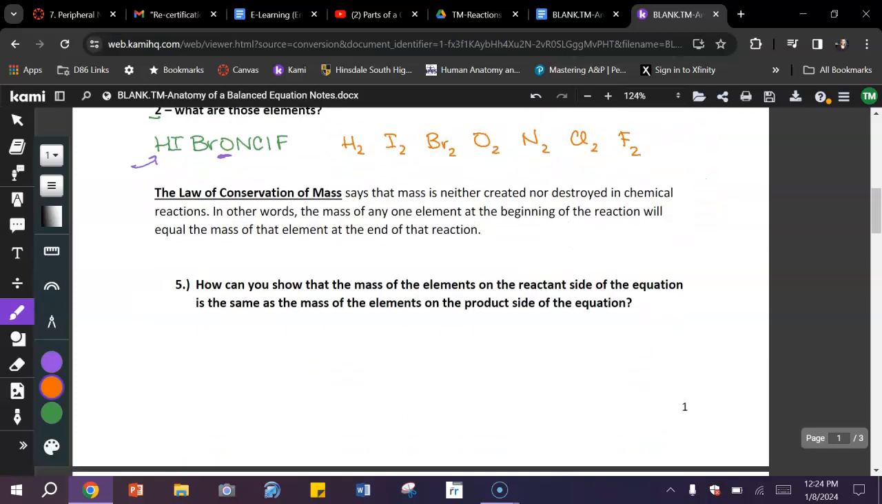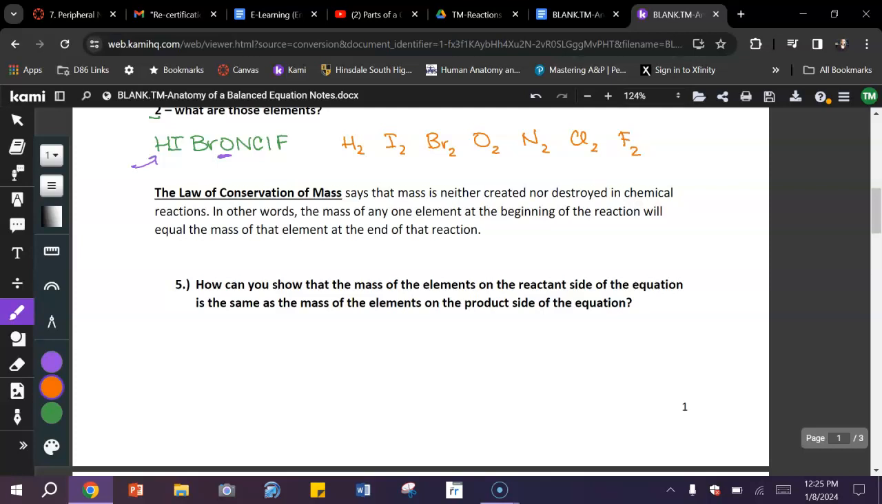So before we start talking about how to balance chemical equations, I just wanted to point out that the reason why chemical equations have to be balanced is because they have to reflect the law of conservation of mass. You see, mass is neither created nor destroyed in chemical reactions. The mass of any one element at the beginning of the reaction needs to equal the mass of that element at the end of the reaction.